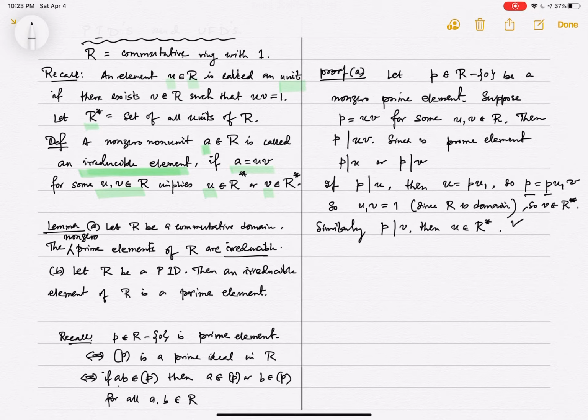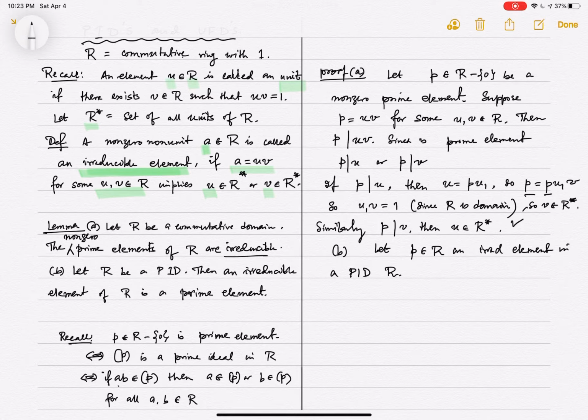Part B is where there is some meat. So now you're in a PID R, and let P be an irreducible element in a PID R.